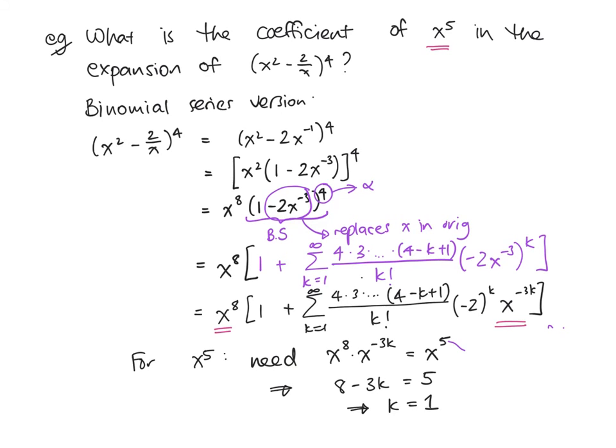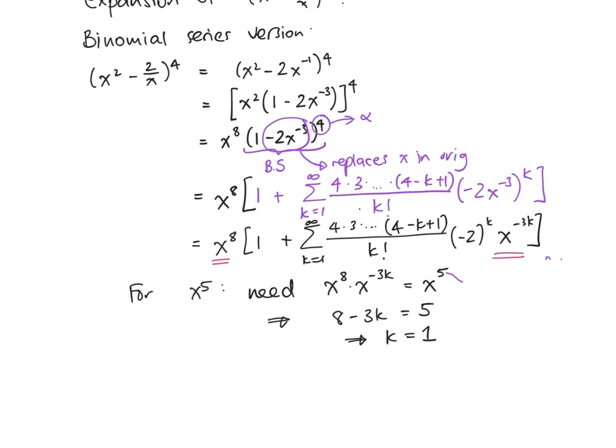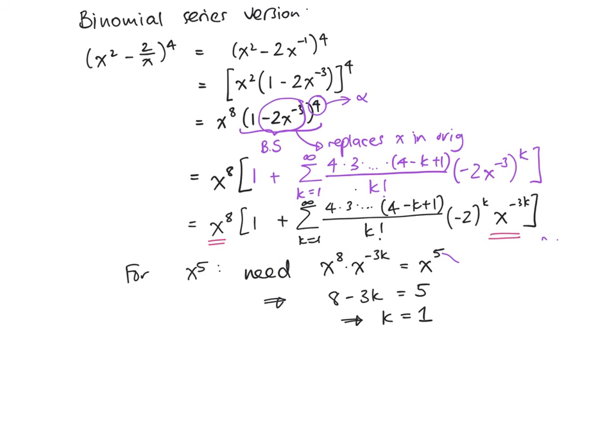So now that we know that we're looking for the coefficient when k is equal to 1, we have that the coefficient when k is equal to 1 is, well, let's just check. 4 minus 1 plus 1 equals 4. So our coefficient is 4 times minus 2 to the 1 over 1 factorial, which equals minus 8. And that's the same answer that we got using the binomial theorem, just via a different version.